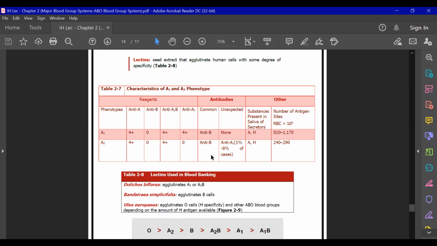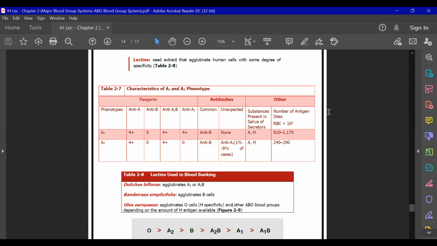Okay, pagtatanungin ko kayo later on, paano nangyari yan? You would answer, basically because your A2 red cells has no A1 antigen. It has only A antigen. Kaya nagkaroon tayo ng unexpected production of your anti-A1 in the serum or plasma of these individuals. Okay, but very rare lang naman ito na nangyayari, 1 to 8% of cases. So in the saliva, if these individuals will be considered as secretors, ang present na soluble antigens would be your A and H.